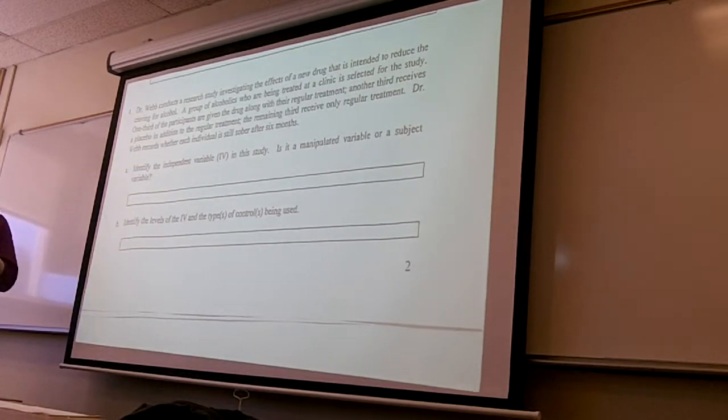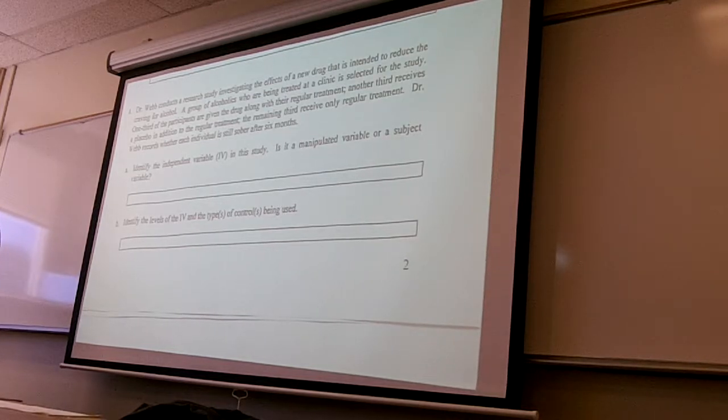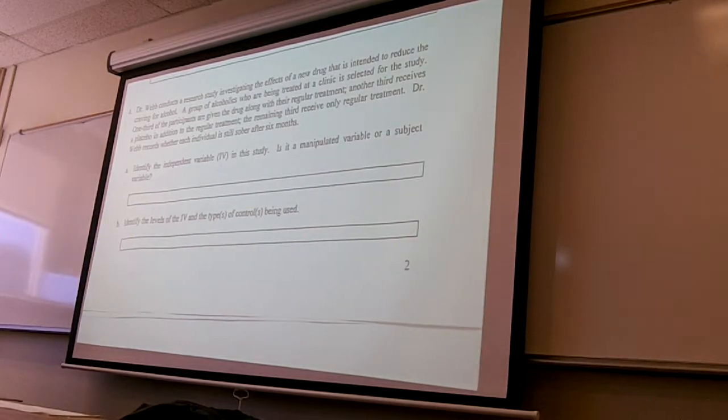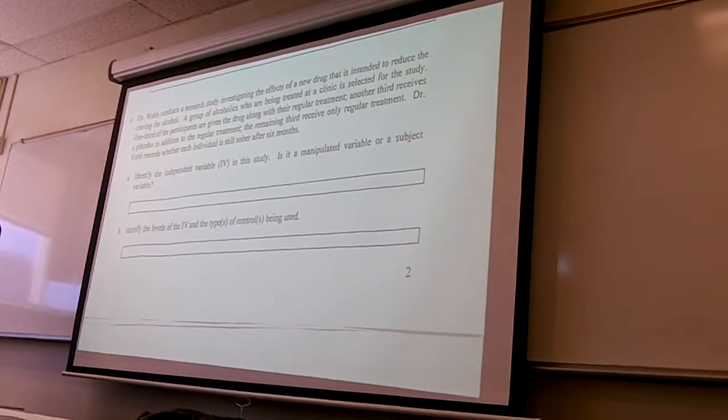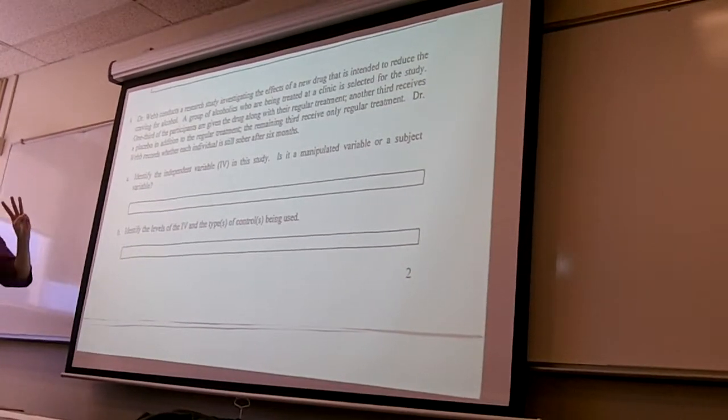The levels of the IV. Okay, so what are the levels of type of treatment? Drug plus regular treatment, placebo plus regular treatment, and just regular treatment. Okay, so those are our levels.